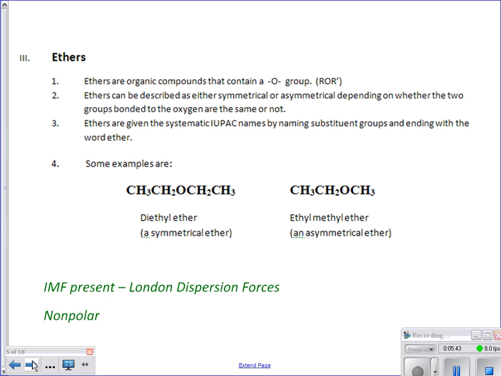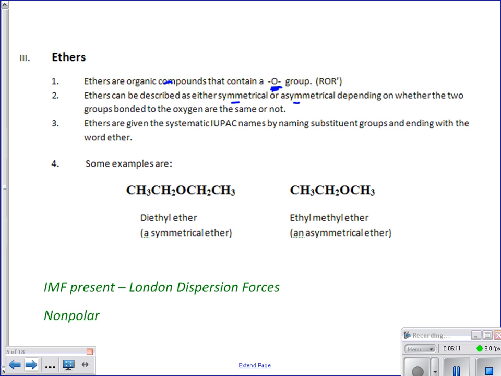Okay, then we get to our ethers. Again, we're looking at organic compounds. In this situation, we've got an oxygen that is somewhere in between your carbons in that chain of carbon. There's a couple different ways that you might see them. Again, you just have to be able to recognize them. They're either symmetric or asymmetric, and it just depends on where that oxygen is.